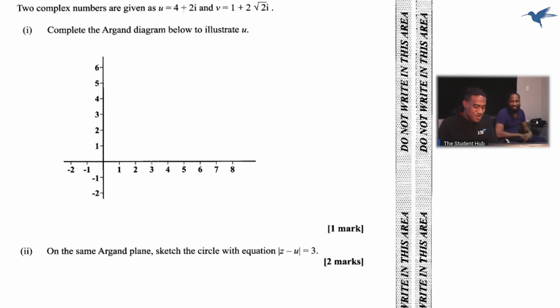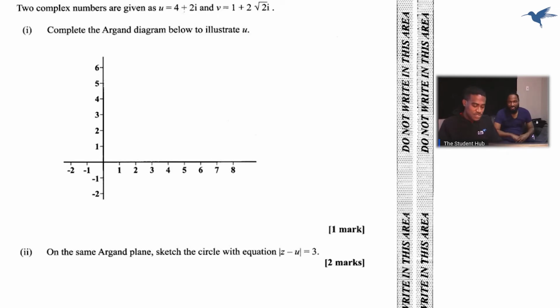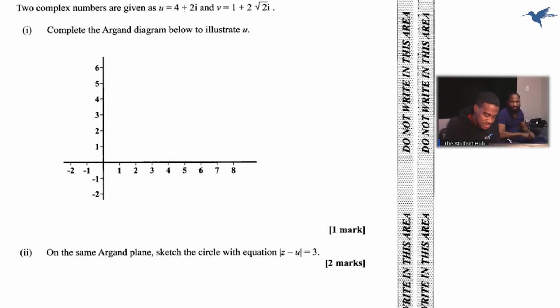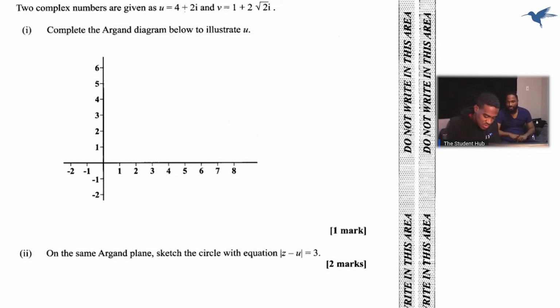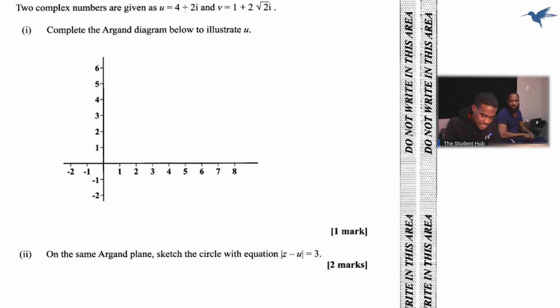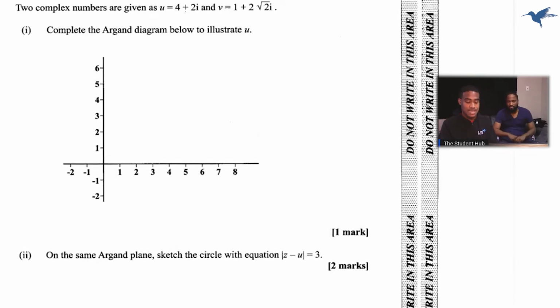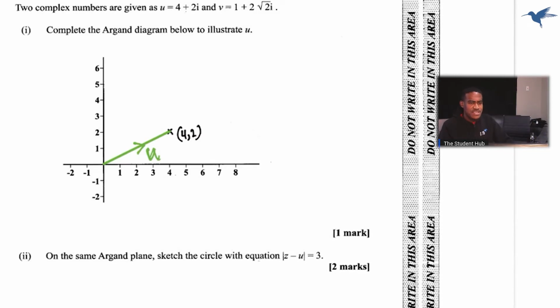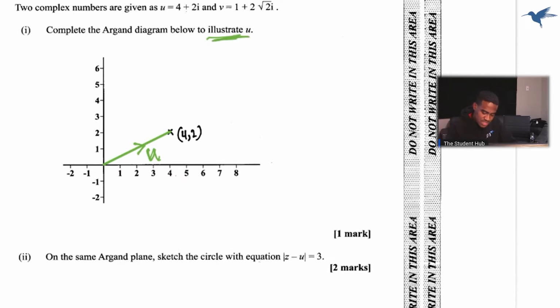So we have 2 complex numbers given. Right? You have u is equal to 4 plus 2i, and then v is equal to 1 plus 2 by the square root of i. Right? So this is what we're given, these 2 things here. And then they ask us to complete the Argand diagram below to illustrate u. Right? Complete the Argand diagram below to illustrate u. u is what we have to illustrate.